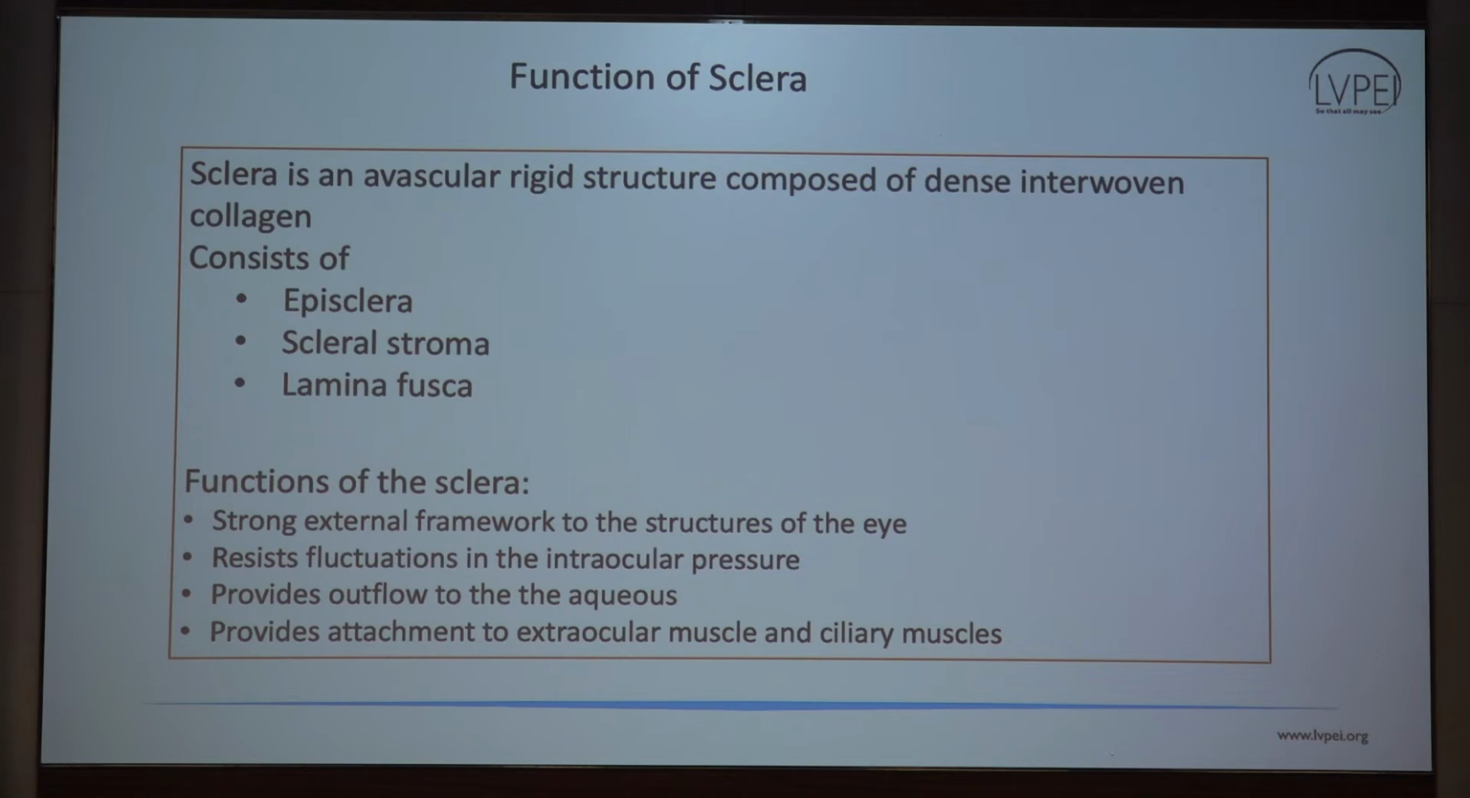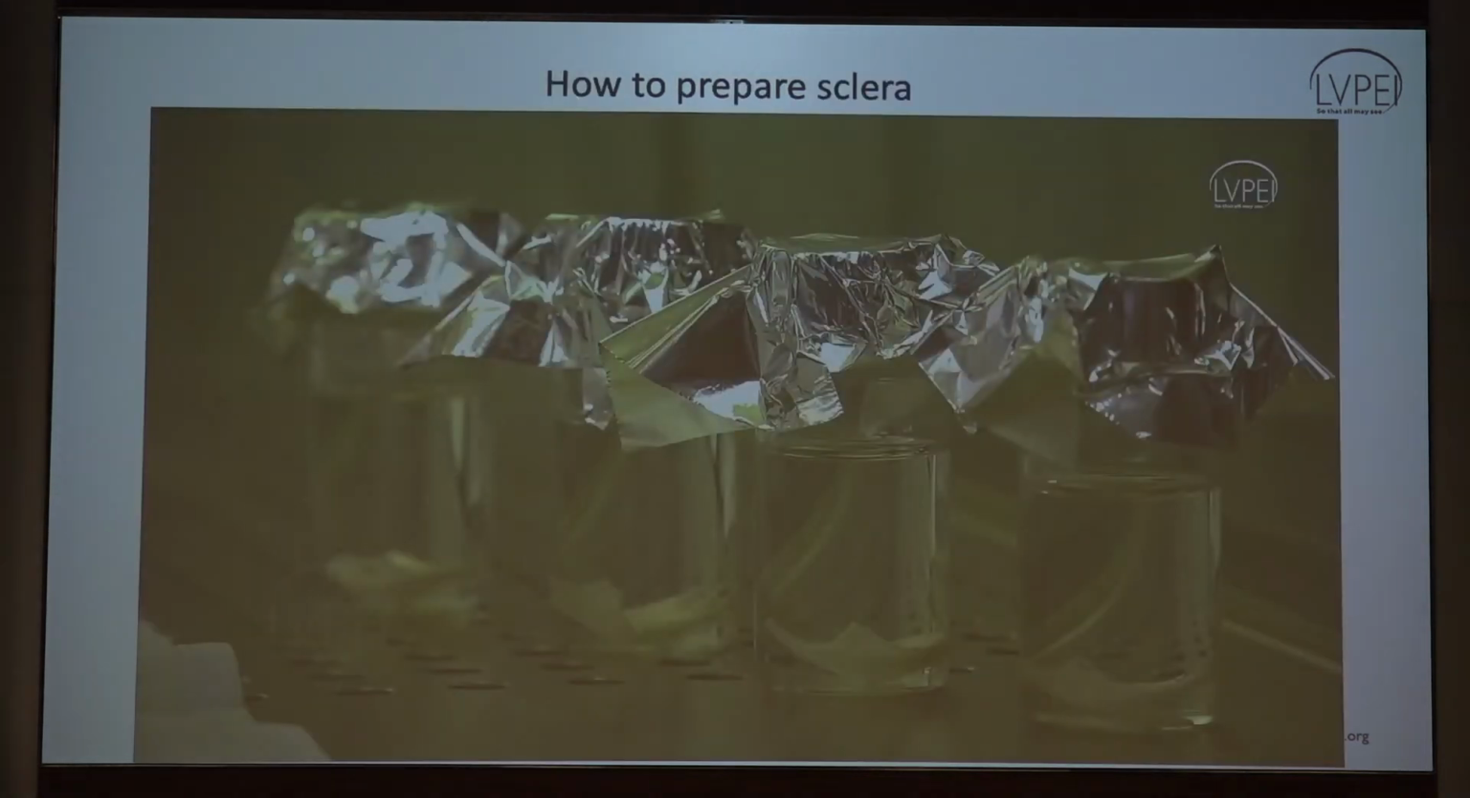The sclera is another interesting tissue that is also used as a tissue for distribution from the eye bank. The sclera has an avascular rigid structure of dense interwoven collagen. It consists of episclera, scleral stroma, and lamina fusca. It provides a strong framework for the structures of the eye and resists fluctuations in the intraocular pressure, and also provides a pathway for the outflow of the aqueous. And it provides an attachment to the extraocular muscles and ciliary muscles.